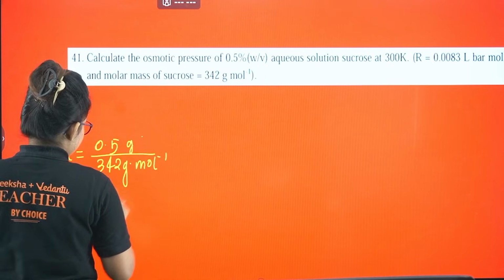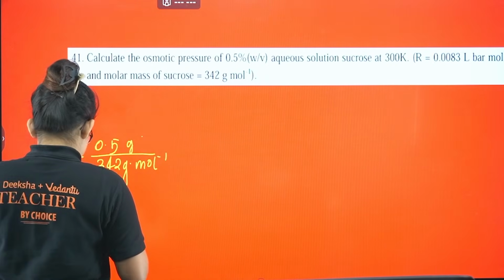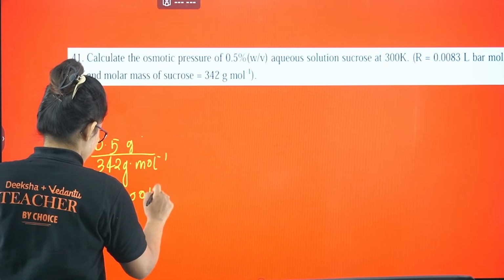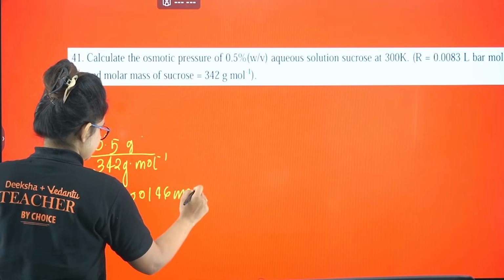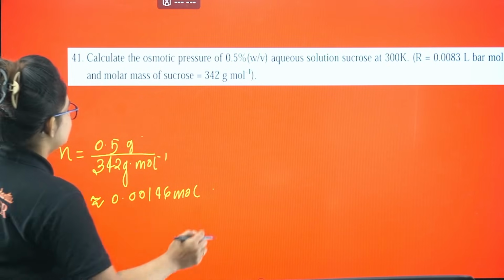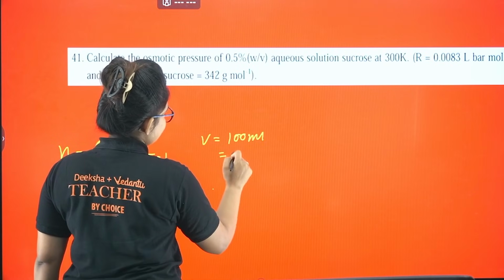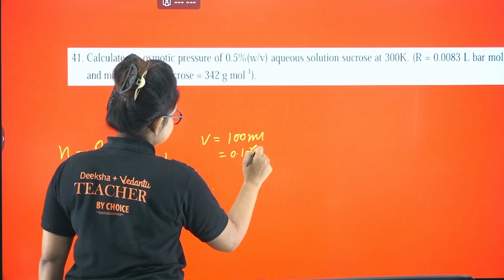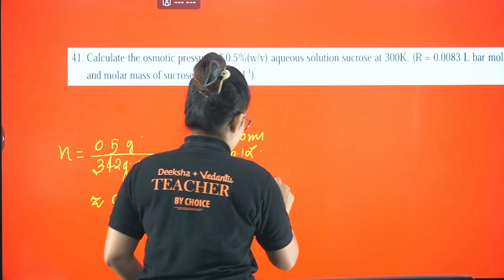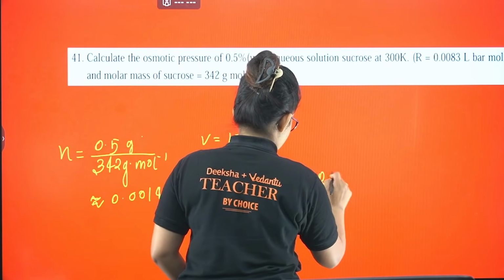This is gram. So if you calculate this, it will give you something almost equal to 0.00146 mole. Okay. So now volume, you can see volume by default I am having 100 ml, right, means 0.1 liter. Okay. Now let's proceed with the formula, that is pi equals N by V into RT.